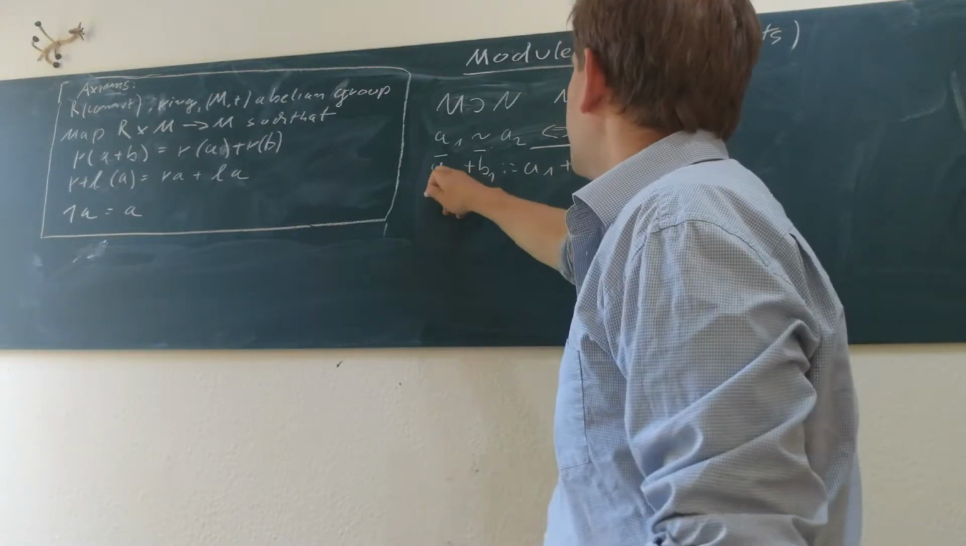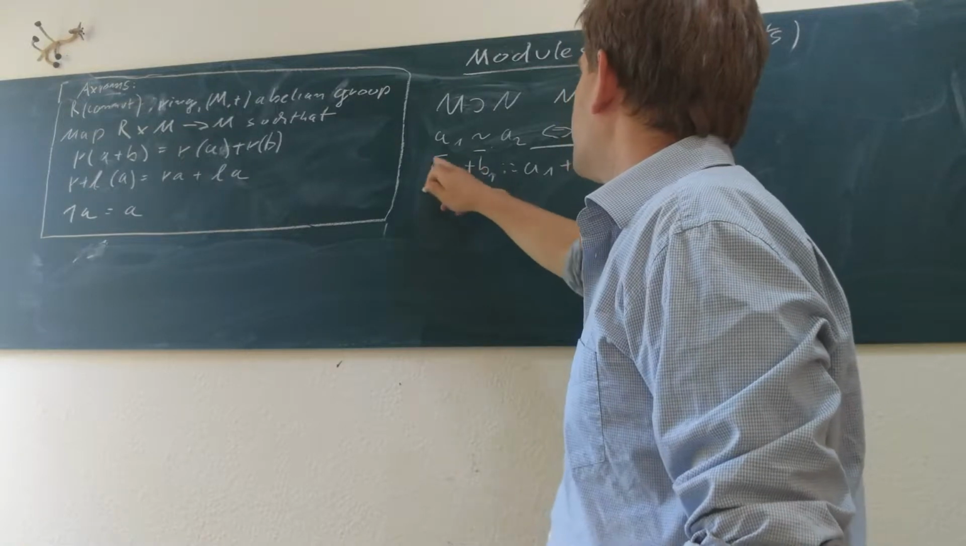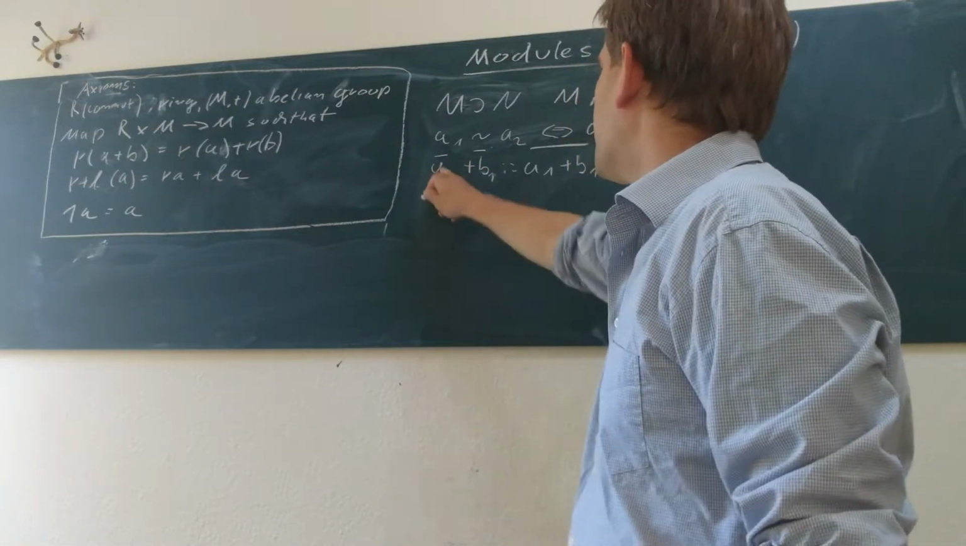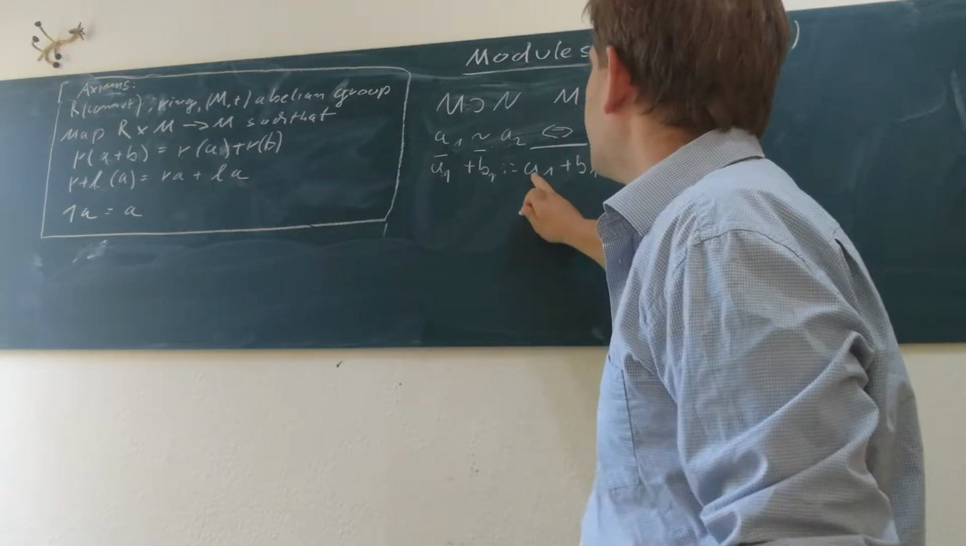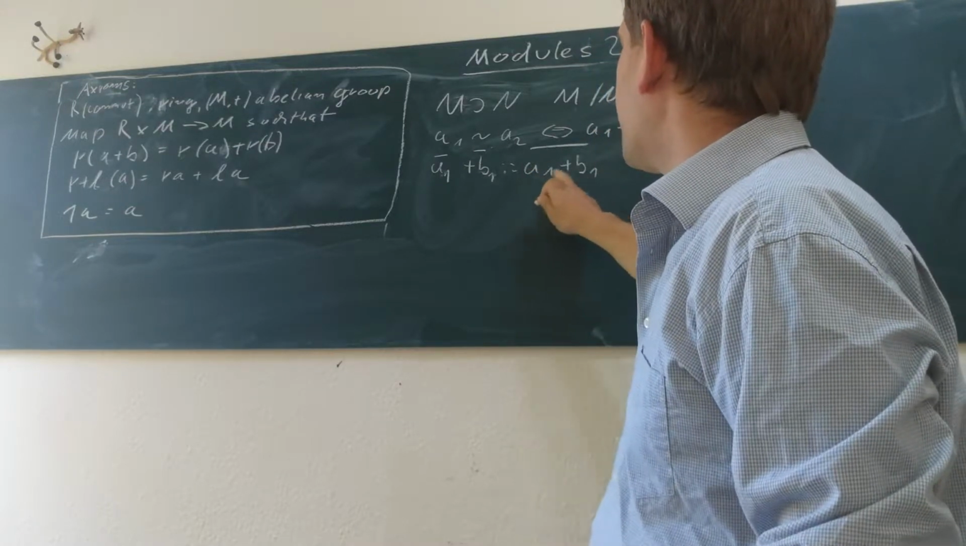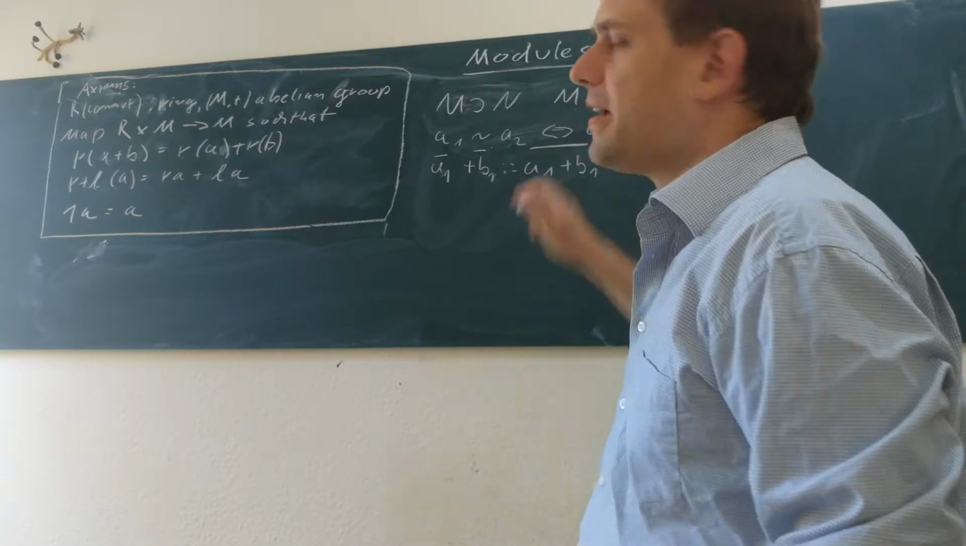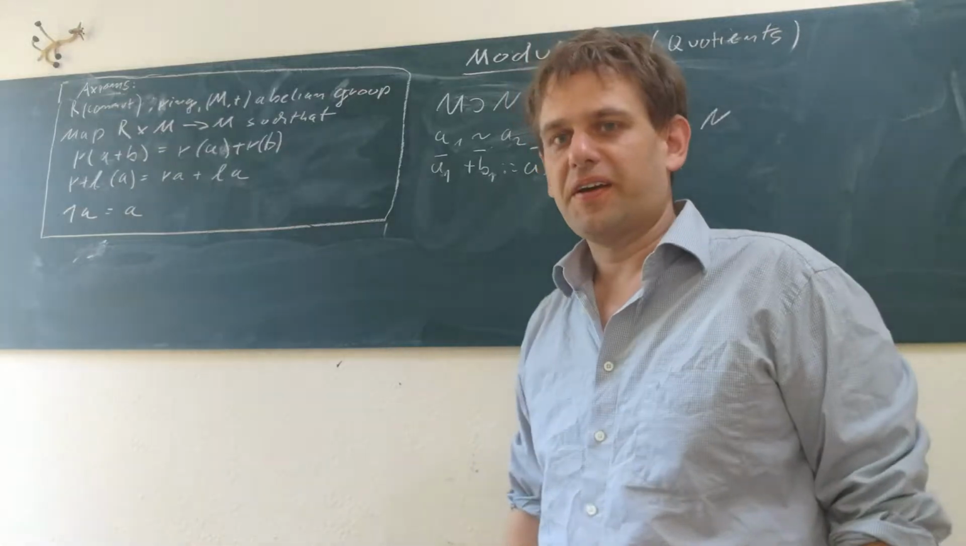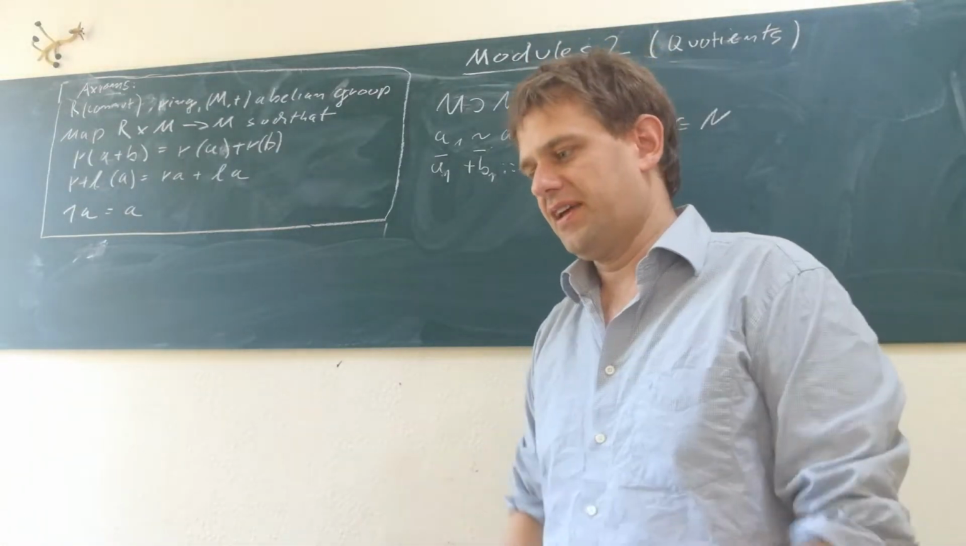So you add two equivalence classes, A1 bar and B1 bar, by first adding their representatives and then going to the respective equivalence class.